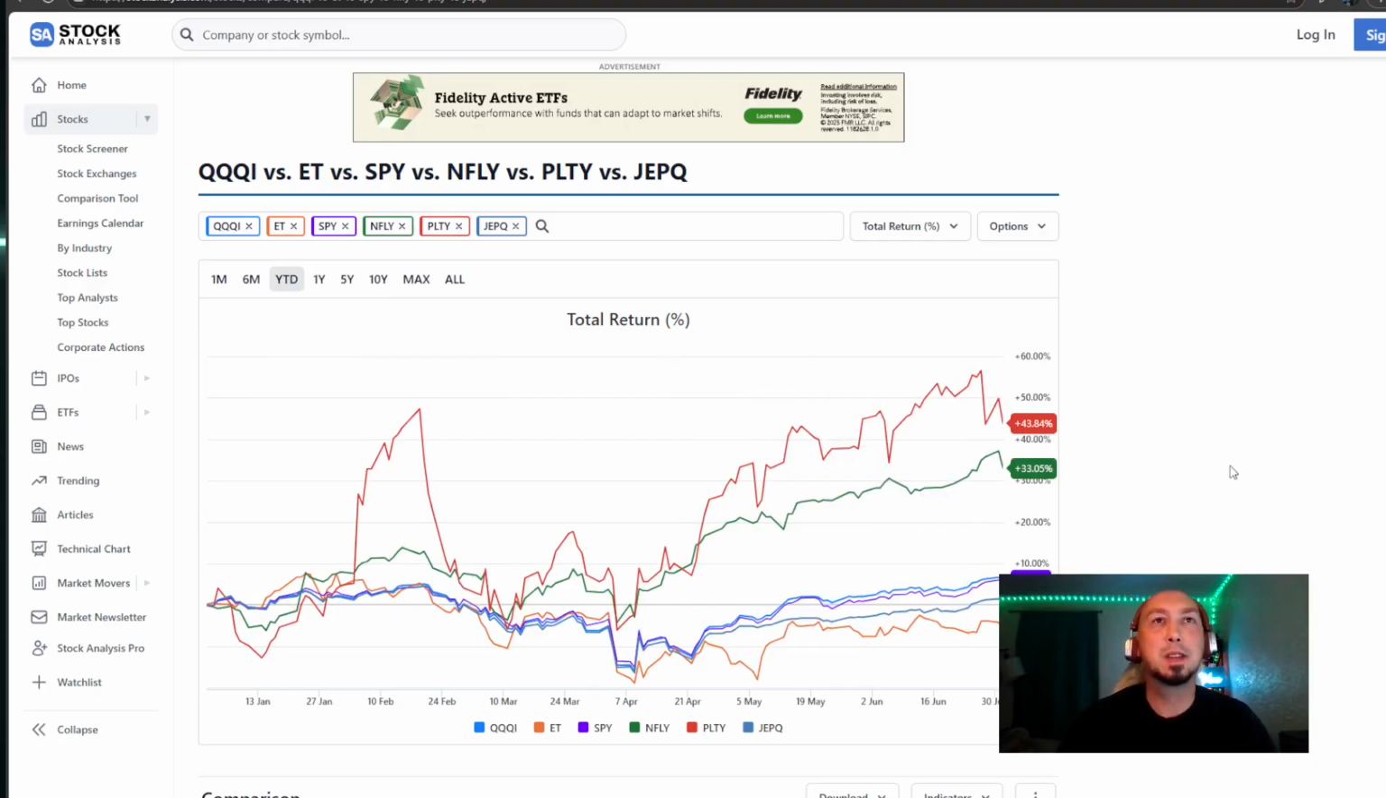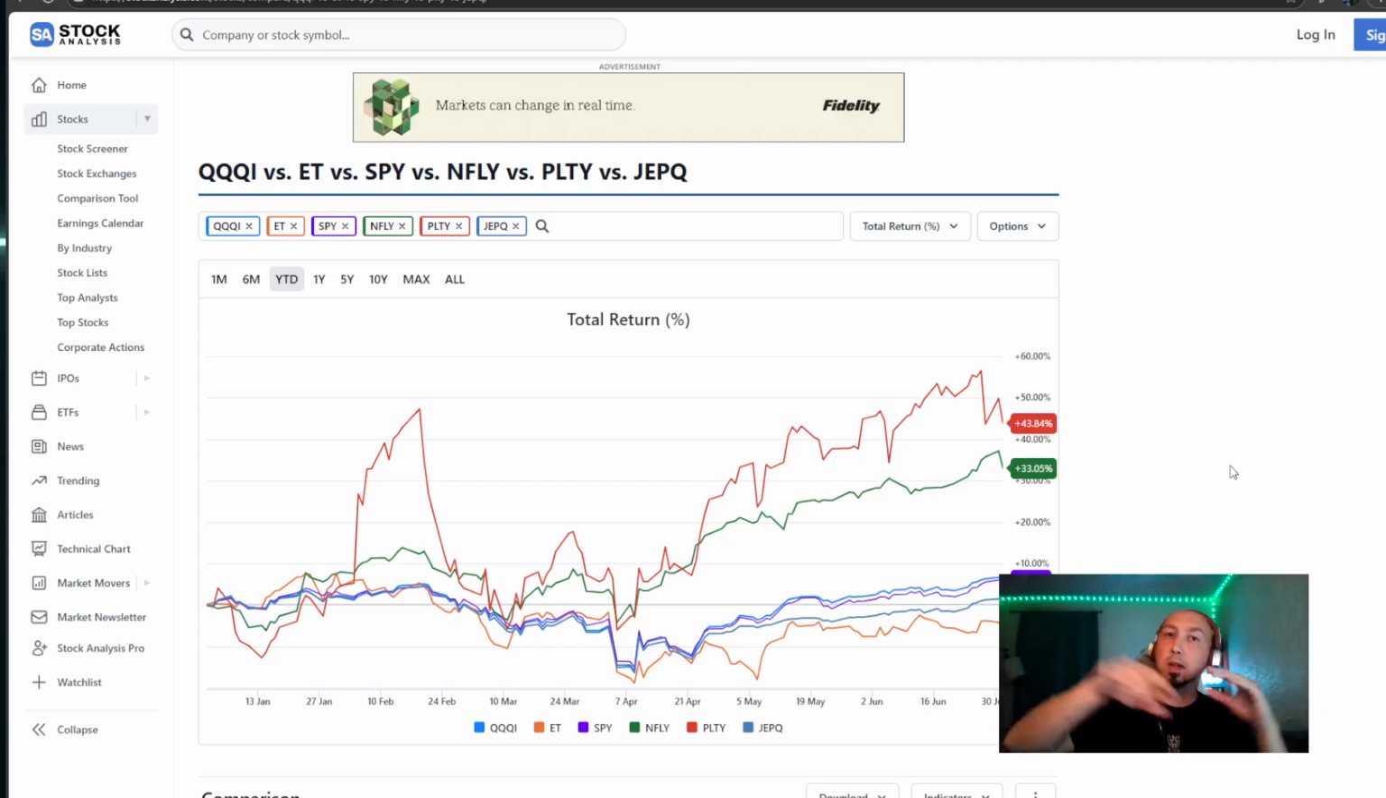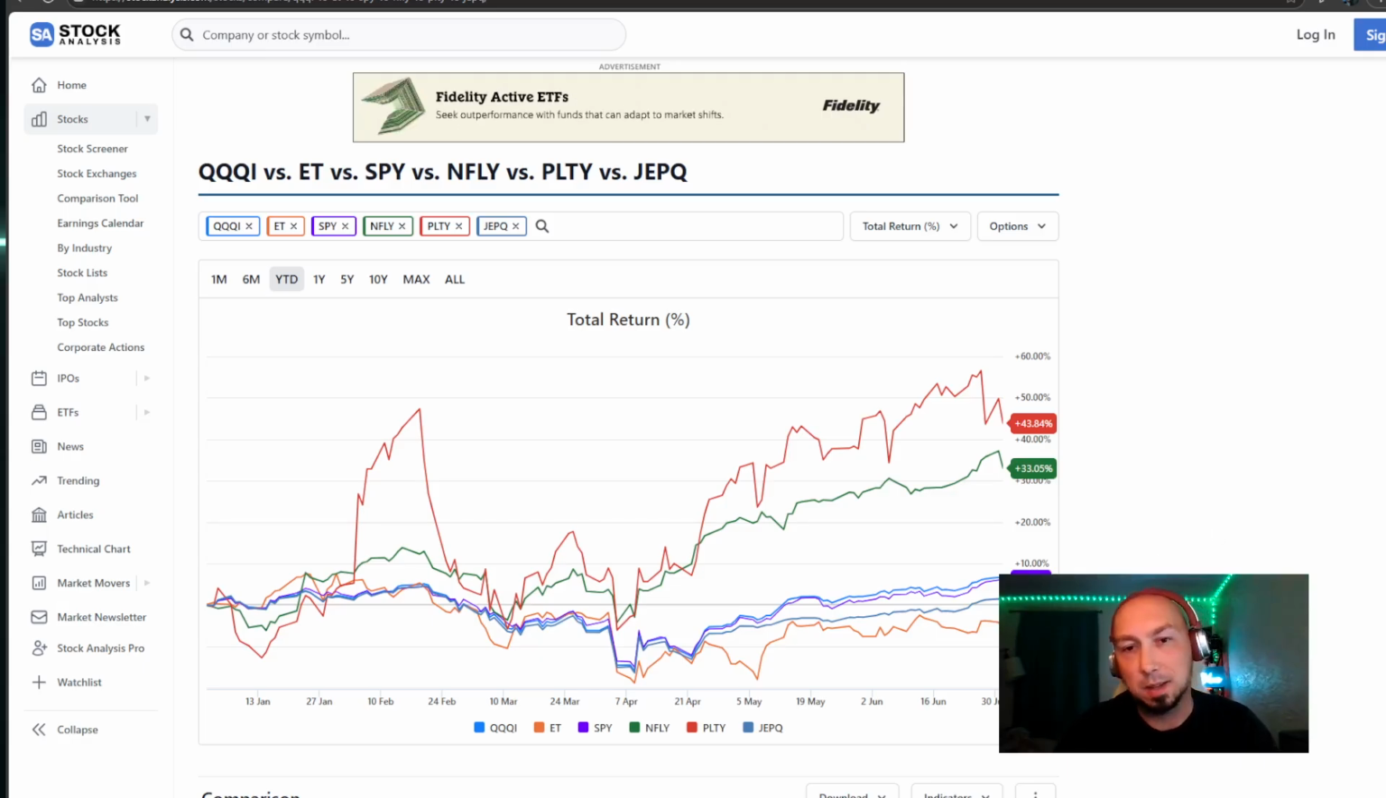So we have Palantir, of course, leading. Then we have Netflix, which we expect to be leading, which was pretty smooth. Look at that, not too bad. And of course, you have lower ones the last 6 months. The last 6 months have been crazy, right?